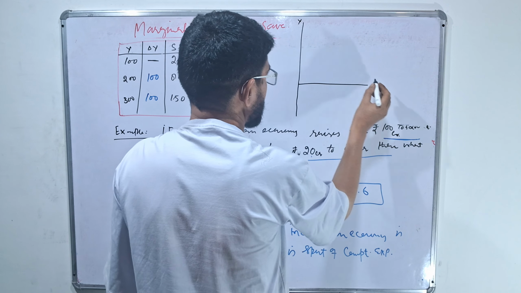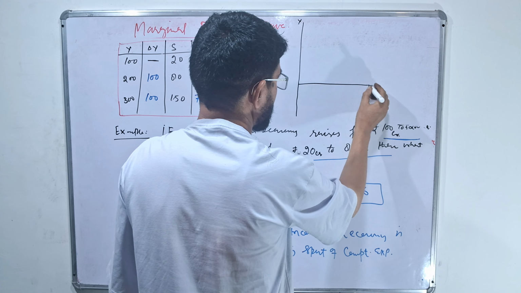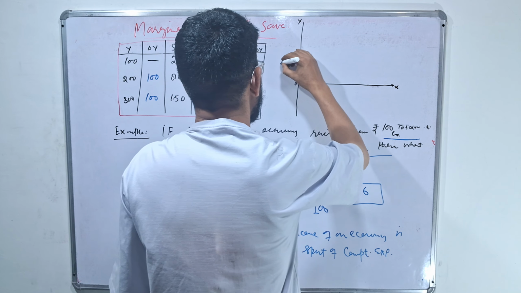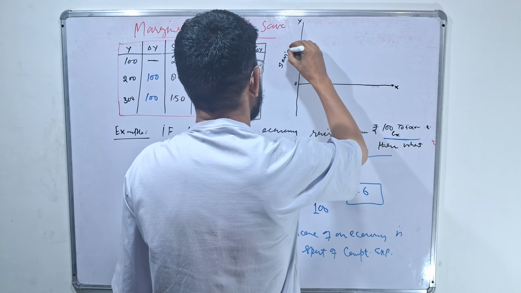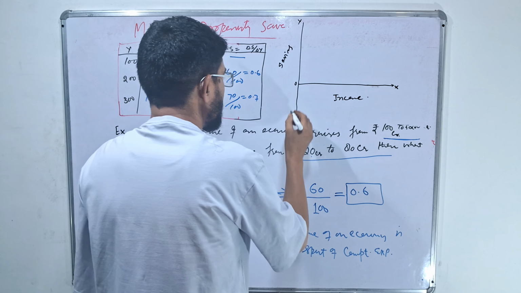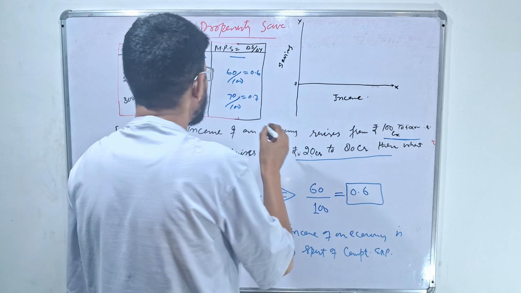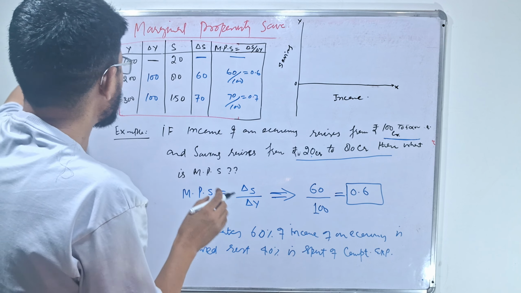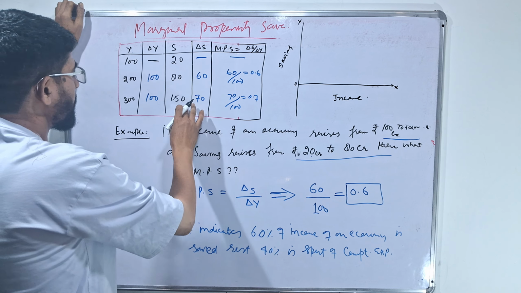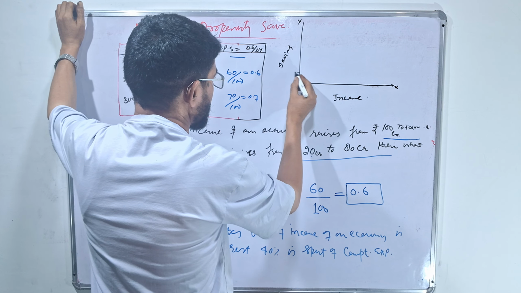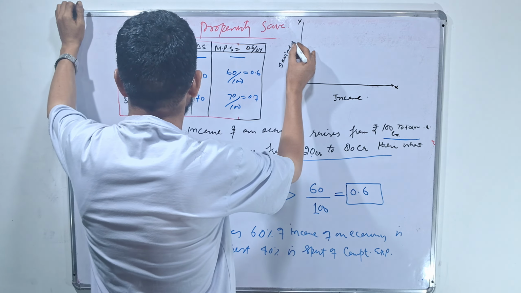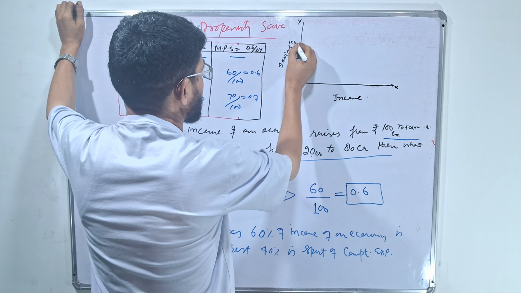This is y, this is x, here will be 0, here will be saving, here will be income. Now, as I have already discussed in previous lecture, first we will take saving. Saving is 20, 80, 150. I will write here: it is 20, here I will write 80, here I write 100, yes, 150.